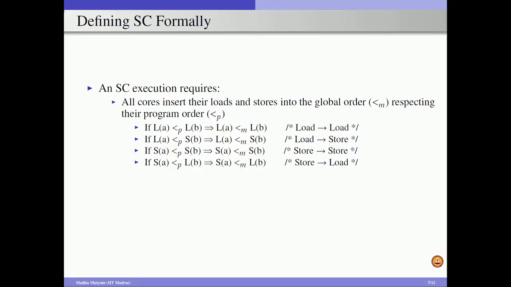So, after discussing that example, now we will formally define sequential consistency. An execution that is said to be sequentially consistent requires that all the cores insert their loads and stores into the global order respecting their program order. Here <p indicates the program order, and <m indicates the global memory order. When we have multiple applications running on multiple cores of our multi-core system, and each core is issuing its load and store instructions from the corresponding application in program order, then we can construct a global memory order like this.